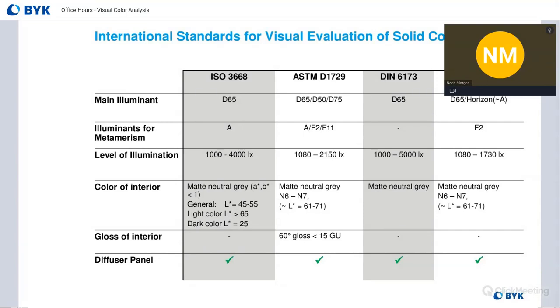And then the gloss of the interior is called out in the ASTM. It's 60 degrees. It's calling for less than 15 gloss units, which makes sense with the other ones being matte gray. It's almost around the same thing. And then another important thing to note is the diffuser panel. So it's calling out for a diffuser panel, so it's not direct light that's being cast on these samples.